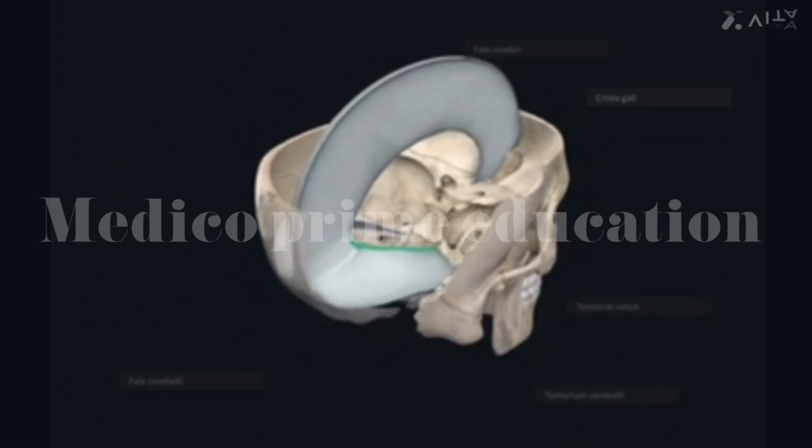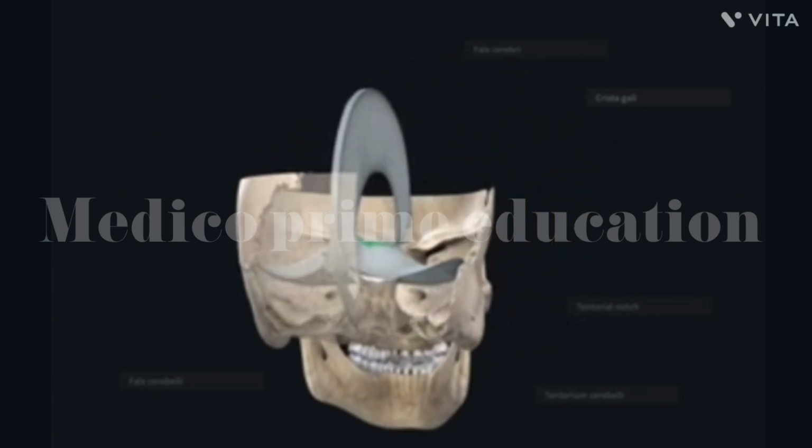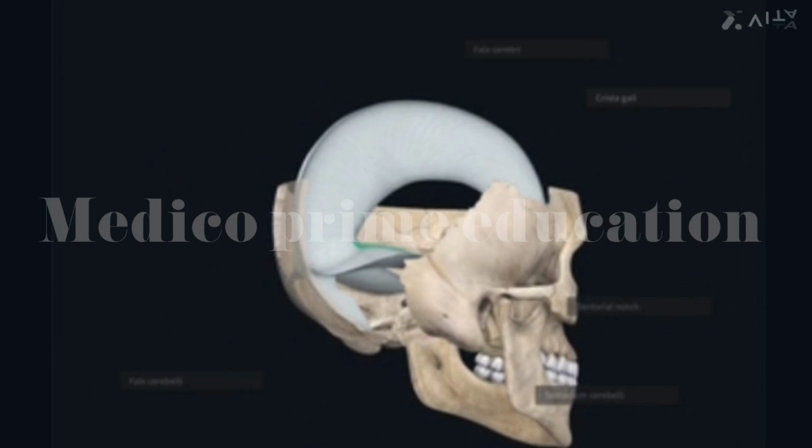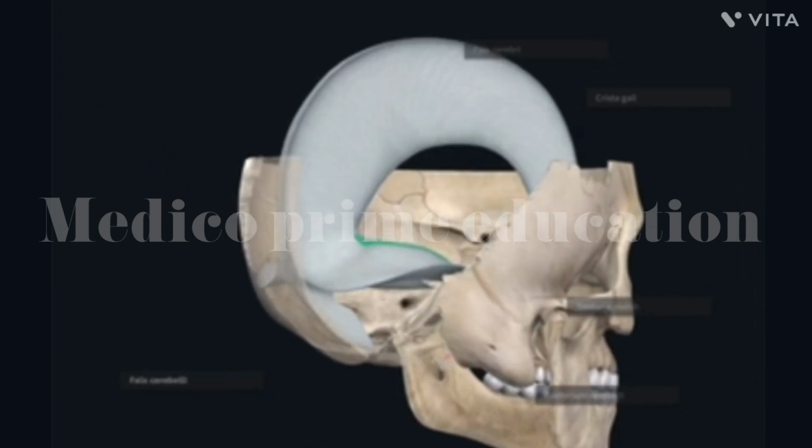In line with the falx cerebri, but positioned more inferior to it, we see the separation between the cerebellar hemispheres created by the falx cerebelli.